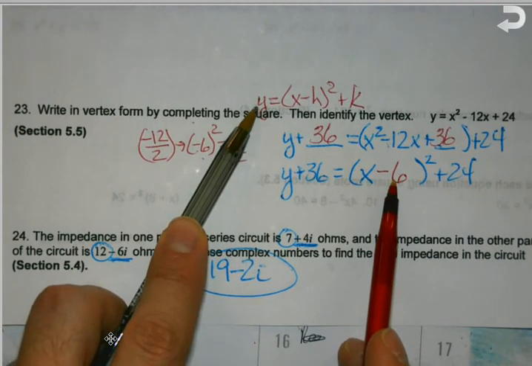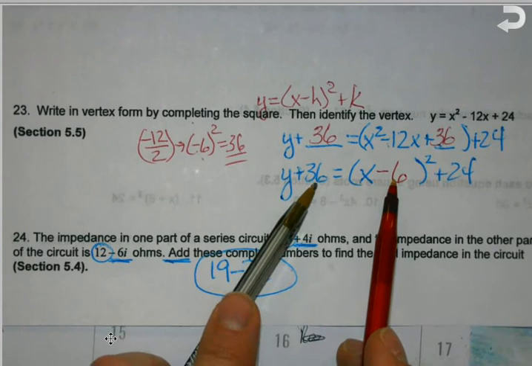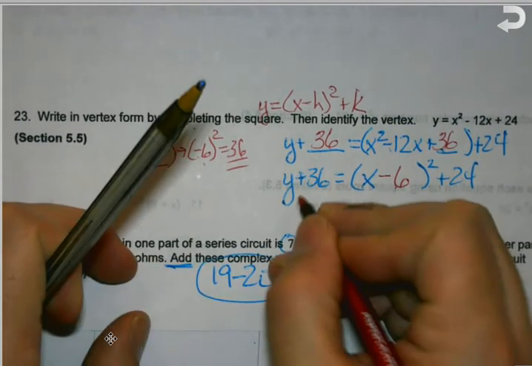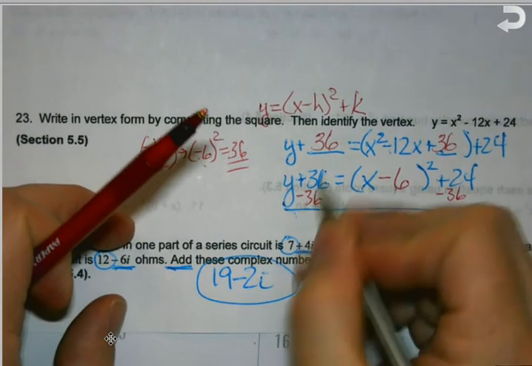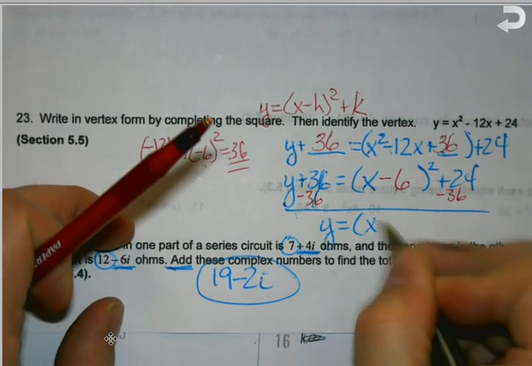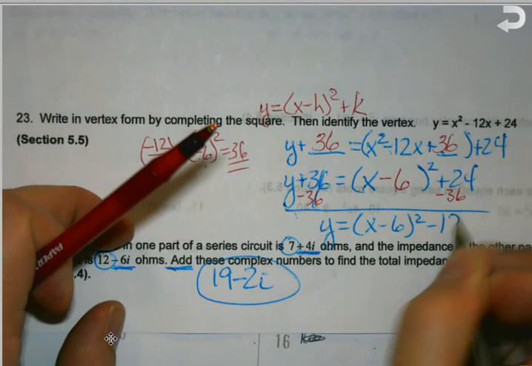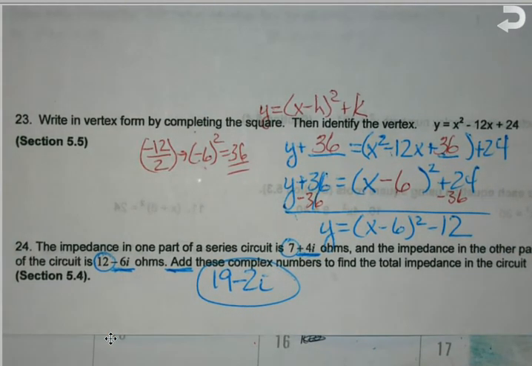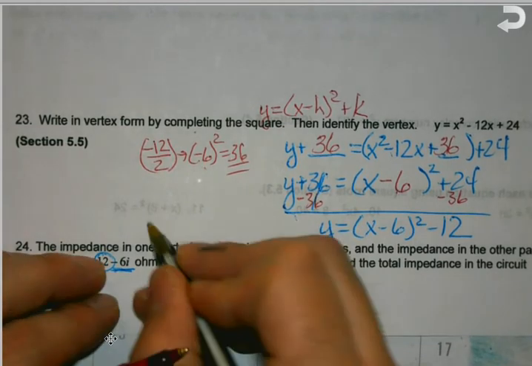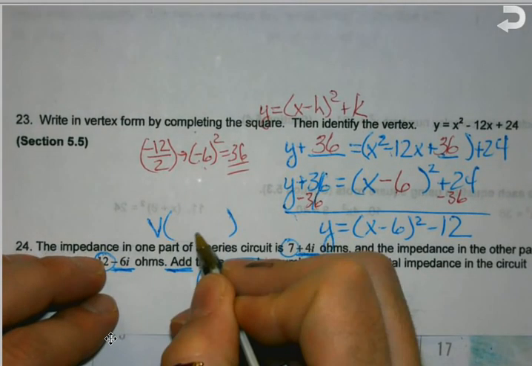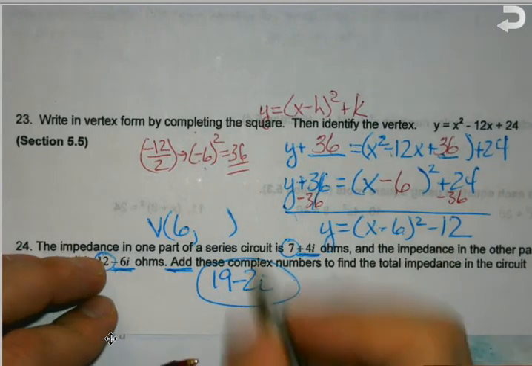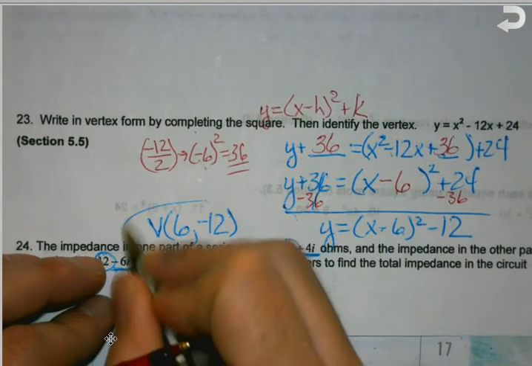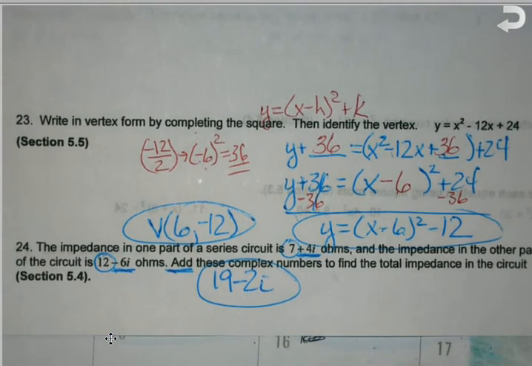So what's my last step going to be? Okay, subtract. I need y by itself. So there's my vertex form. And then my vertex itself, yep, 6, because again, it's the opposite. This is minus h, so I have to do the opposite to get the actual h value. That gets me to both the parts that I need.